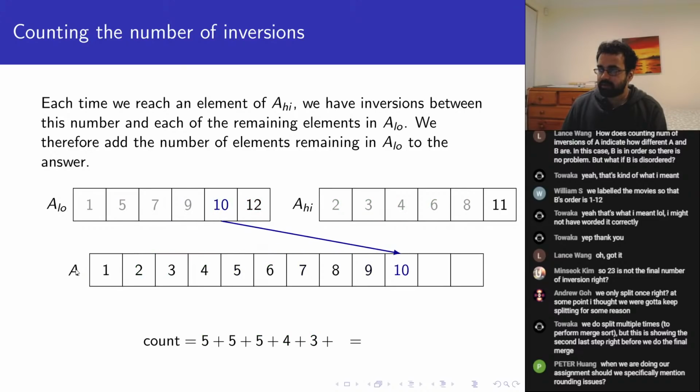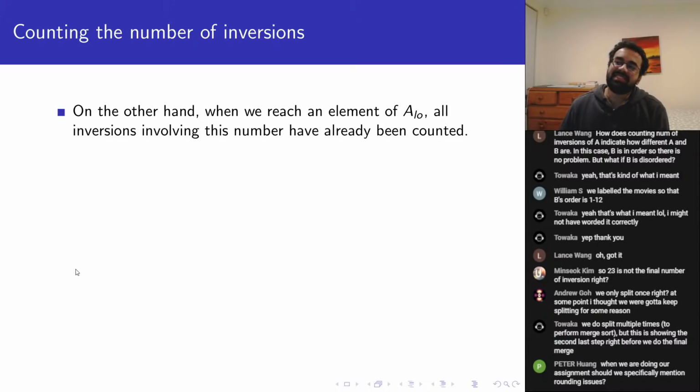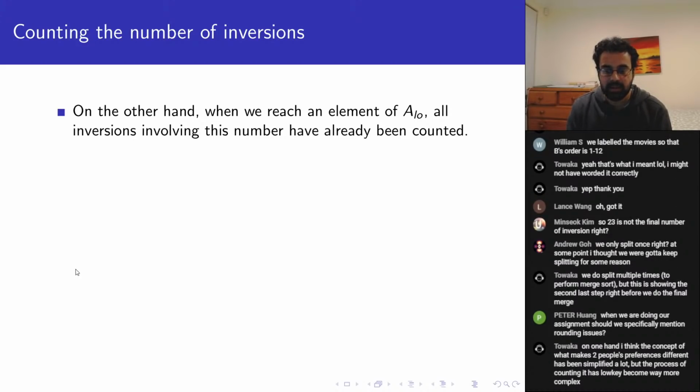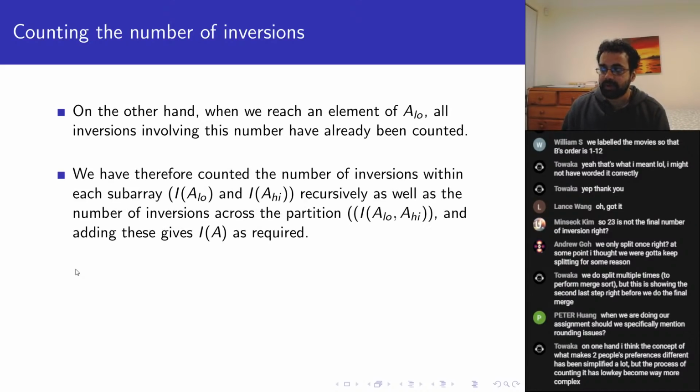So I hope this has clarified. This diagram took so long to make. Right. So we mentioned that we were counting each inversion by its greater element, which means that by its lesser element, the lesser element always had to come from A high, right? If you're taking an inversion between A low and A high, the lesser of the two has to come from A high. So we don't have to count anything when we get to when we merge something from A low.